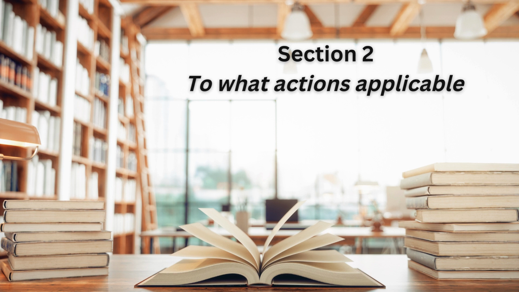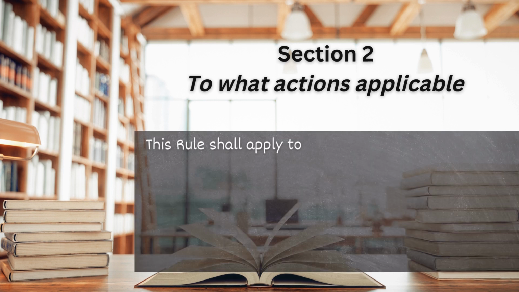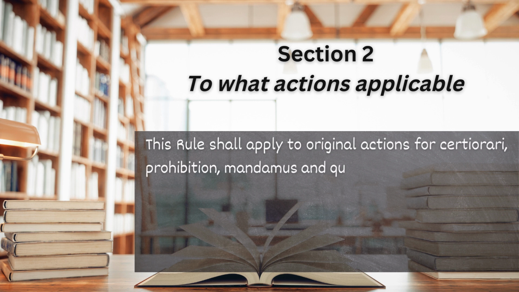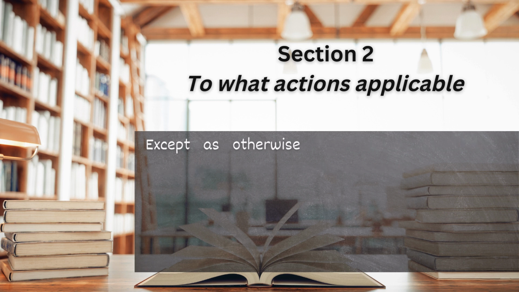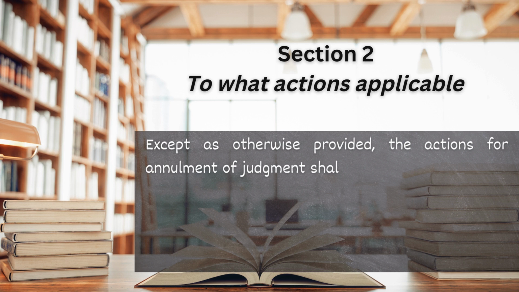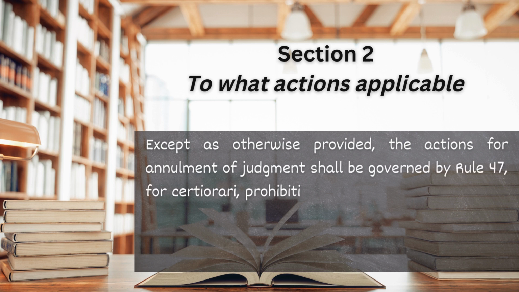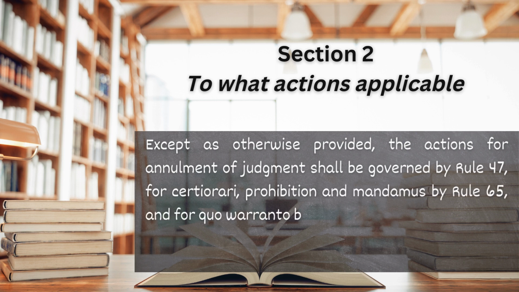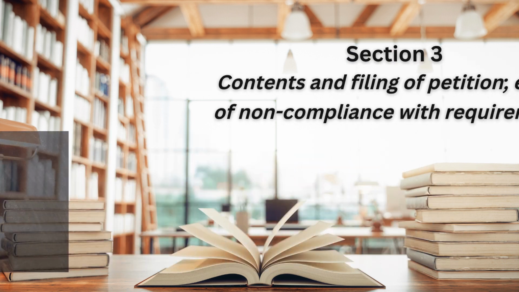Section 2. To what actions applicable? This rule shall apply to original actions for certiorari, prohibition, mandamus, and quo warranto. Except as otherwise provided, the actions for annulment of judgment shall be governed by Rule 47, for certiorari, prohibition, and mandamus by Rule 65, and for quo warranto by Rule 66.